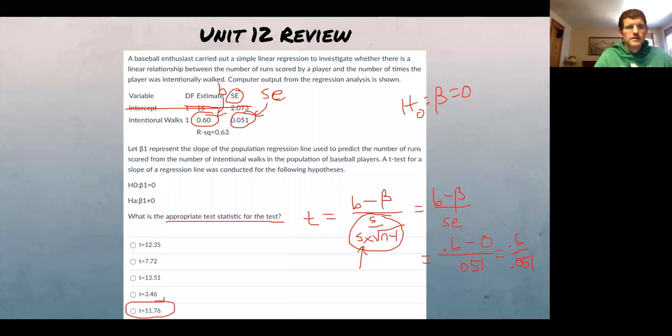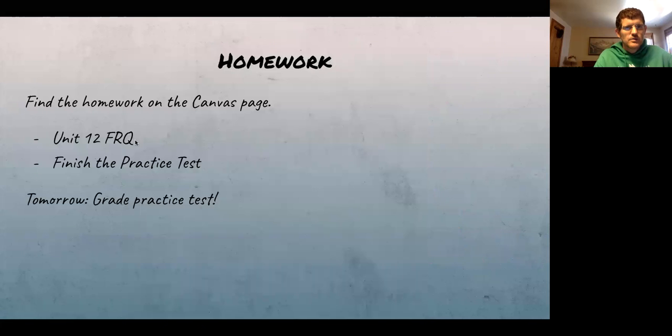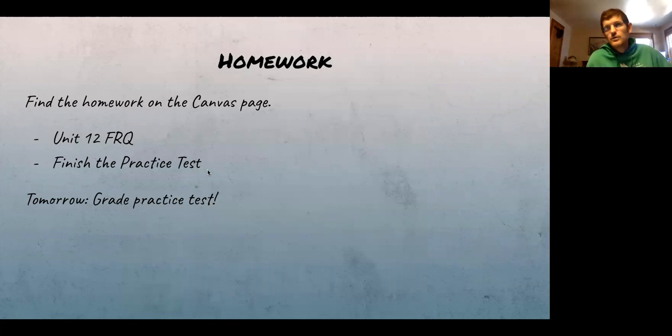All right. So that is all of the Unit 12 review. Heavy on concepts, very light on actual calculations you need to do. There's an FRQ related to it, which requires you to set up scatter plots and some other things. So this one's going to be a little bit in depth, but not too bad. Finish that practice test tonight. In fact, finish all of the work that you need to get turned in, because it needs to be turned in by tomorrow night.